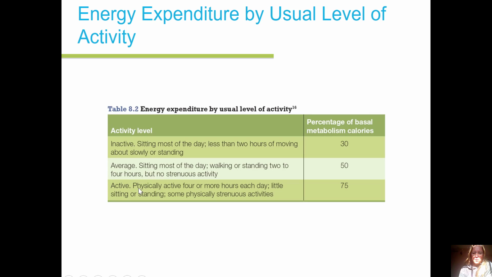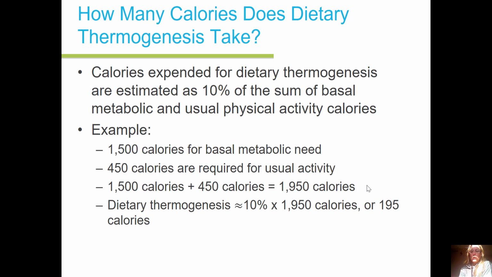And then active would be, hey, you're physically active 4 or more hours every day. You do little sitting or little standing in one place. You're always on the move. You also do some physically strenuous activities. That would be 75% of our basal metabolism calories. So that's going to be factored in here when we do the math.